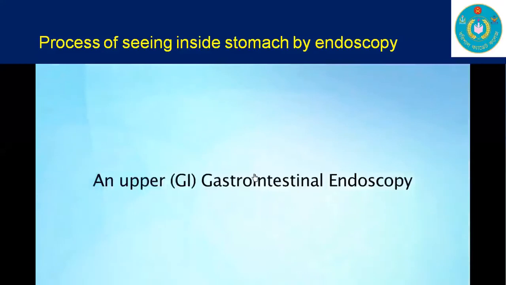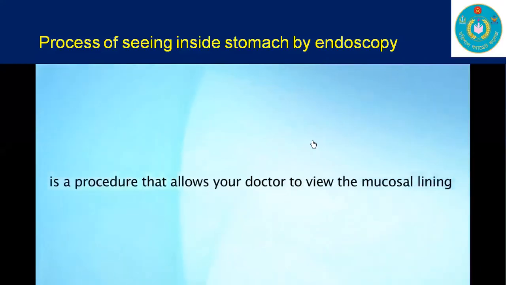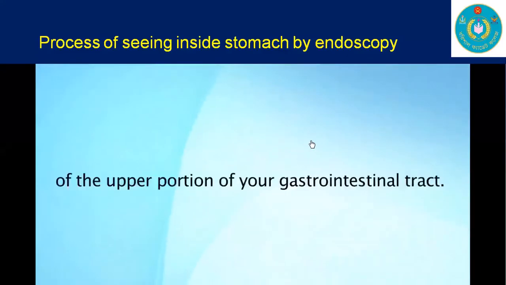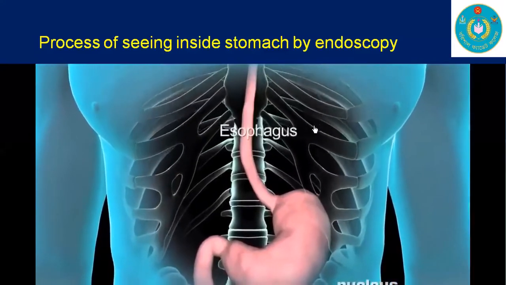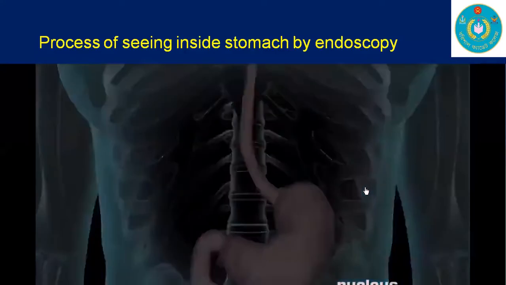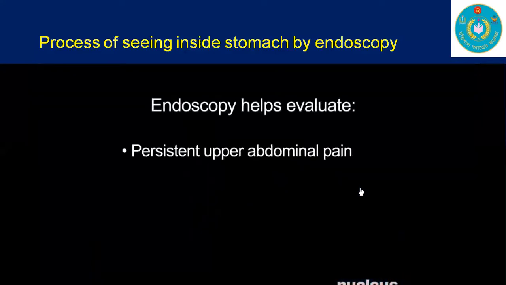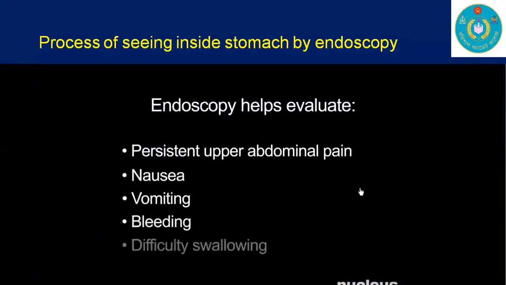The process of seeing inside the stomach by endoscopy is also called esophagogastroduodenoscopy, and it is a procedure by which we see the inside of the stomach, and this is the esophagus, stomach, and duodenum. Endoscopy helps evaluate persistent upper abdominal pain, nausea, vomiting, bleeding, and difficulty swallowing.